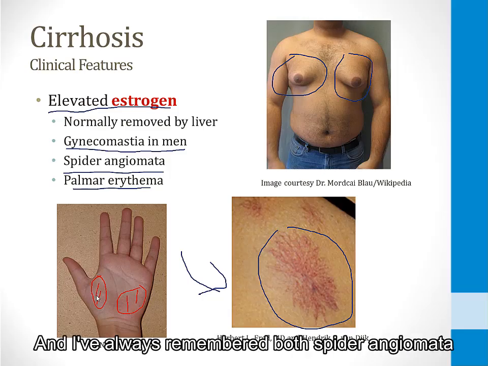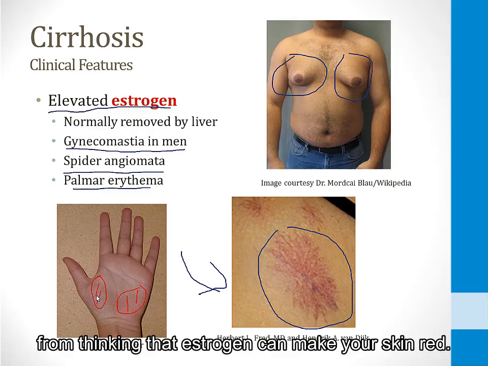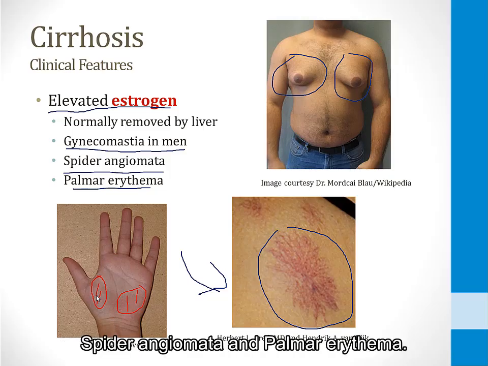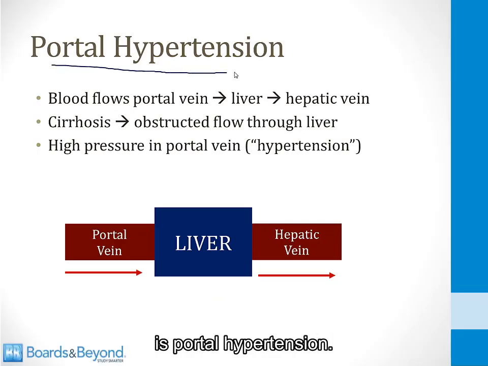And I've always remembered both spider angiomata and palmar erythema from thinking that estrogen can make your skin red. If you just remember that basic fact, it's easy to remember these two features of cirrhosis of the liver, spider angiomata and palmar erythema. Another potential consequence of cirrhosis of the liver is portal hypertension.